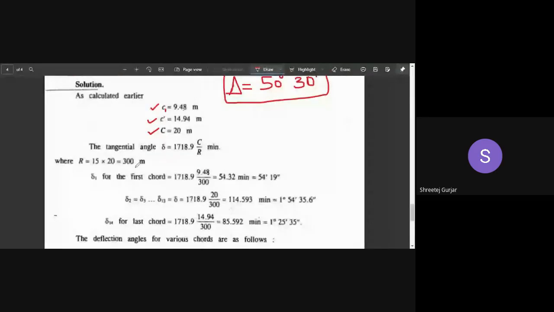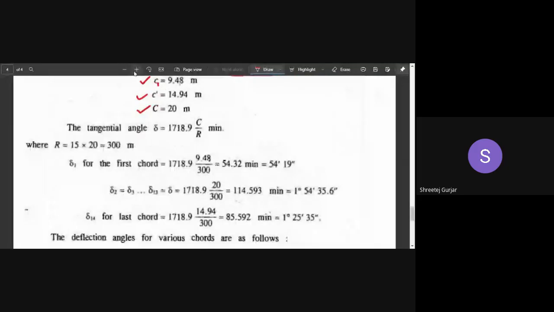Now the tangential angle delta. This particular formula we have derived. I hope you recall, delta is equal to 1718.9 into C by R. The answer which we get is in minutes. R is 300 meters, which is given to us. The chord we have to substitute depends upon the tangential angle we are calculating. For delta 1 we use chord 1, for delta 2 we use chord 2, similarly for delta 3 we use chord 3.